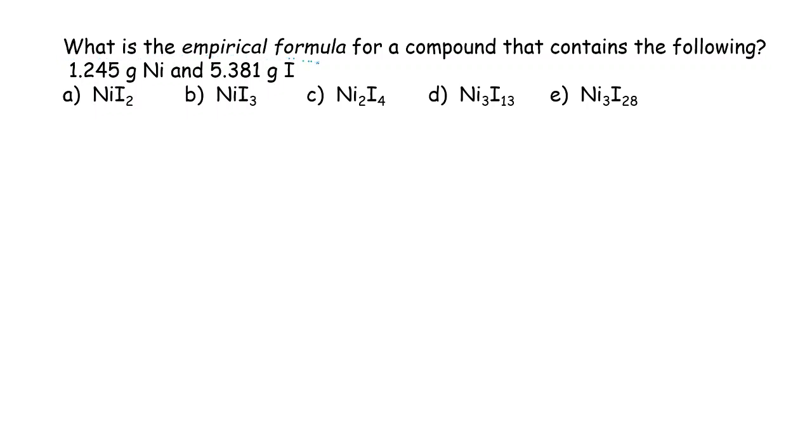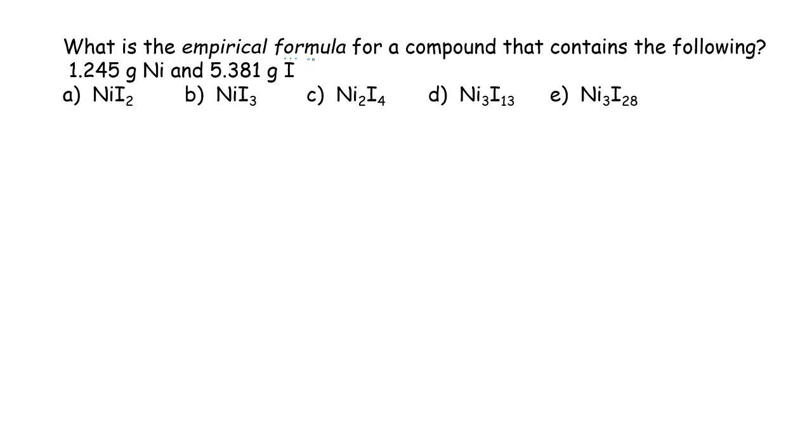What is the empirical formula for a compound that contains the following? 1.245 grams of nickel and 5.381 grams of iodine. Okay, so please recall what the empirical formula is.